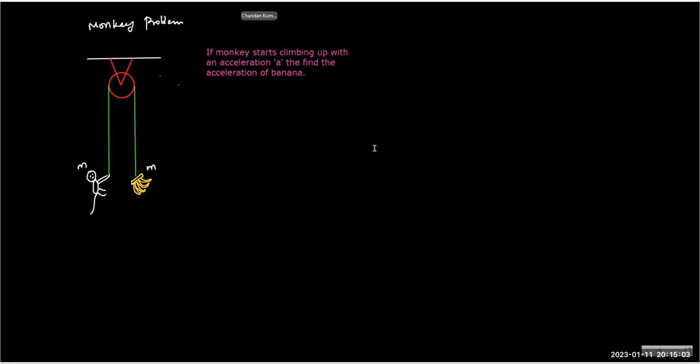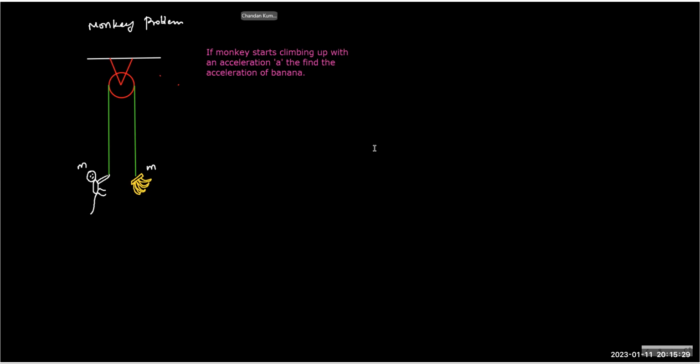Imagine there is a rope, suspended from the ceiling. You're trying to hang from the rope, just hanging. So you will feel some tension in your hand. Yes or no? Yes. If you try to climb, will you feel the same tension or more tension or less tension? More tension.